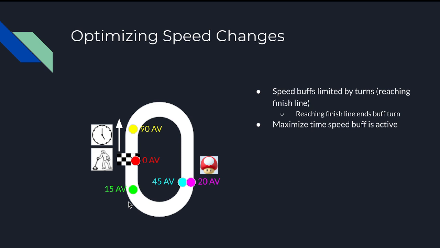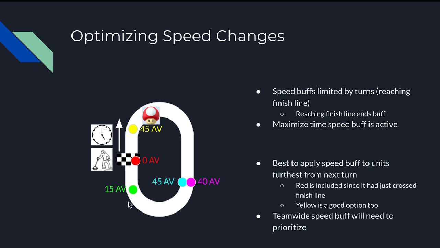If you want to better optimize it, you have to understand that speed buffs are limited by turns, how long it takes to reach the finish line. So to maximize the amount of time the speed buff is active, you want to maximize the distance the unit has from getting to the finish line. So putting it on the purple, it reduced it by about 20 action values. But if you were to put it on the yellow, you would reduce it from 90 to 45. There's a longer distance of track it has before it actually gets to the start point to take action.